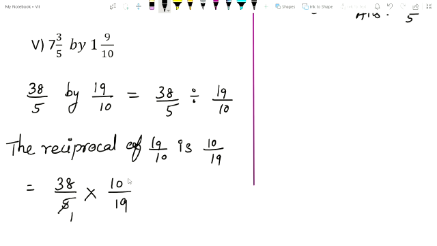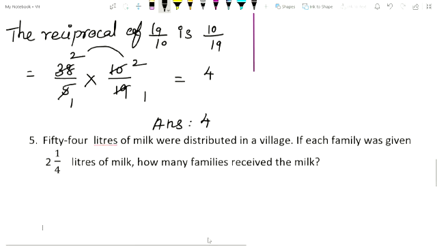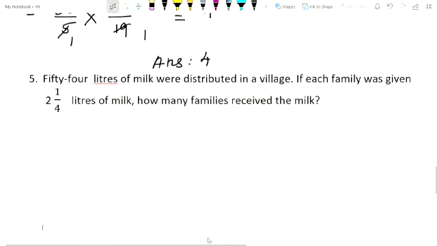5 ones are 5. 5 twos are 10. 19 ones are 19. 19 twos are 38. Now see the numerator. 2 into 2, 4. Denominator 1 into 1, 1. So 4 by 1, what you will get children? 4 only. So what is the answer children? 4. Do you understand children? Do you have any doubt in this? Shall I move on to the next question children? See the next question.